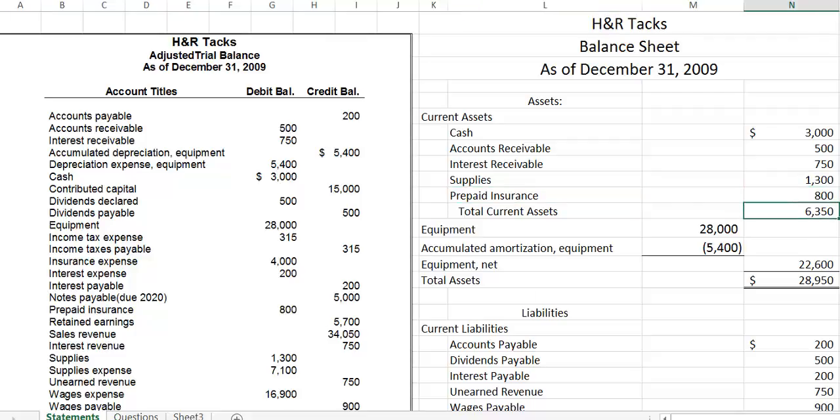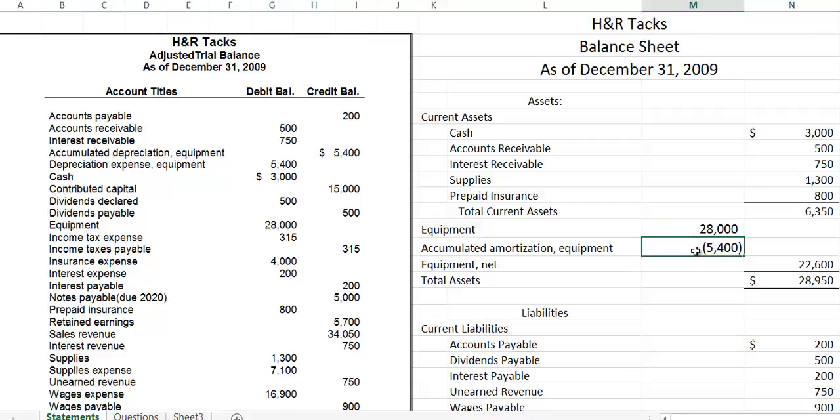So we have total current assets at $6,350. To that, we're going to add our balance of non-current assets. Well, we're going to look at the only non-current assets we have, which are our depreciable assets. So we've got equipment somewhere in here. Let's see, yep, equipment, $28,000.